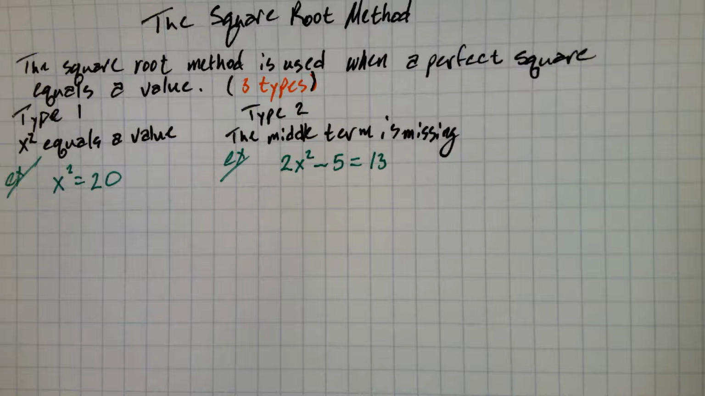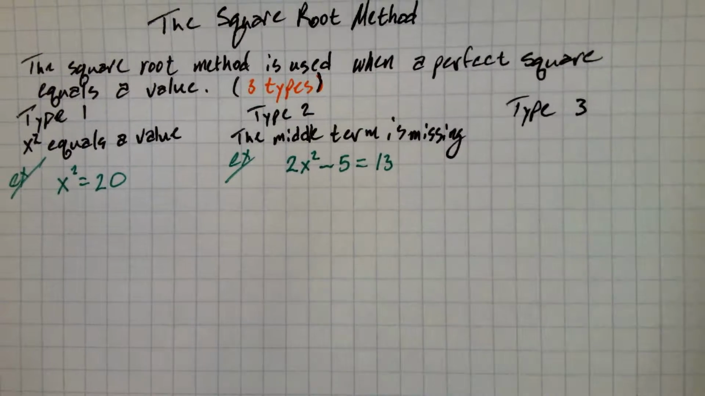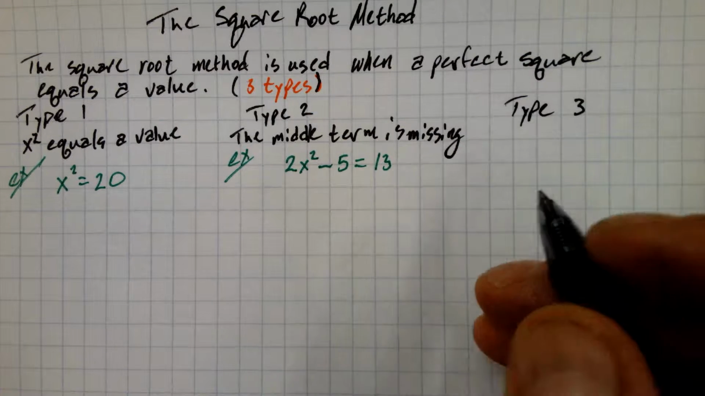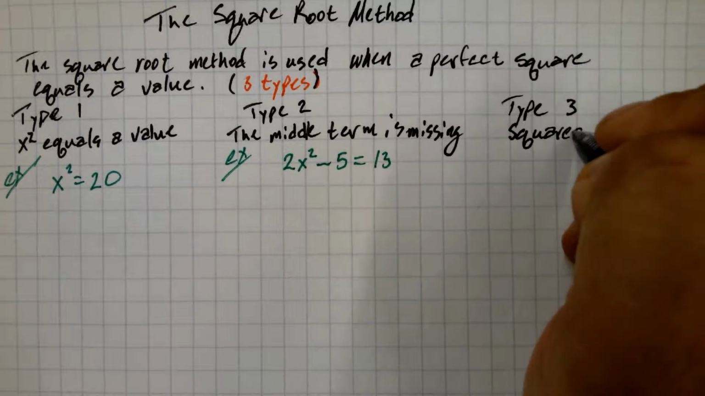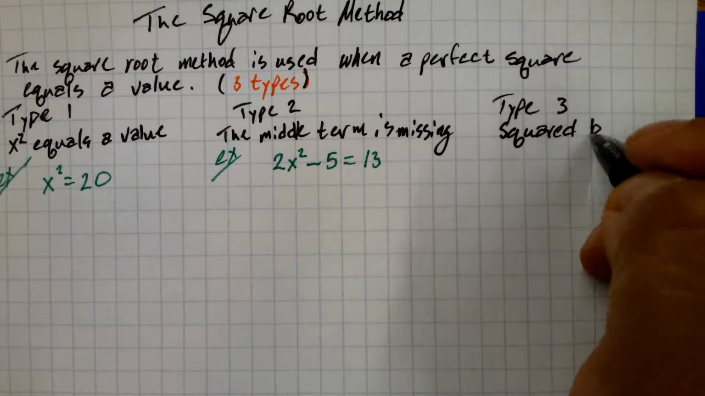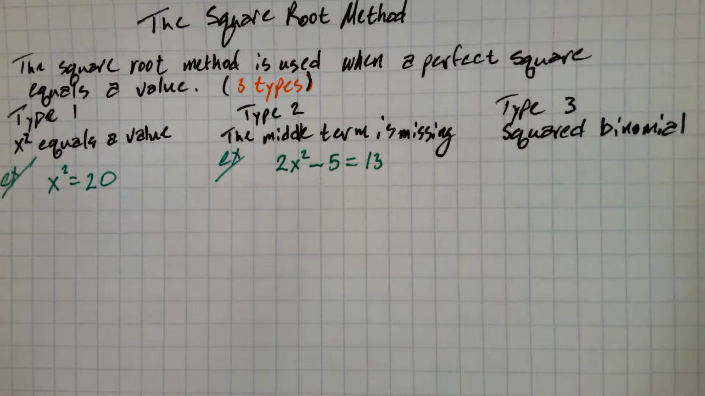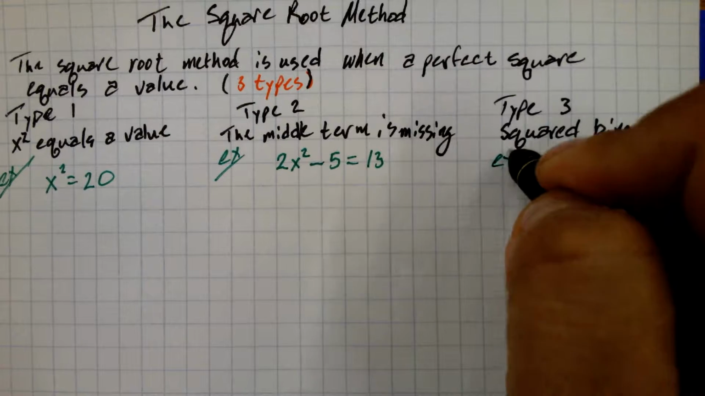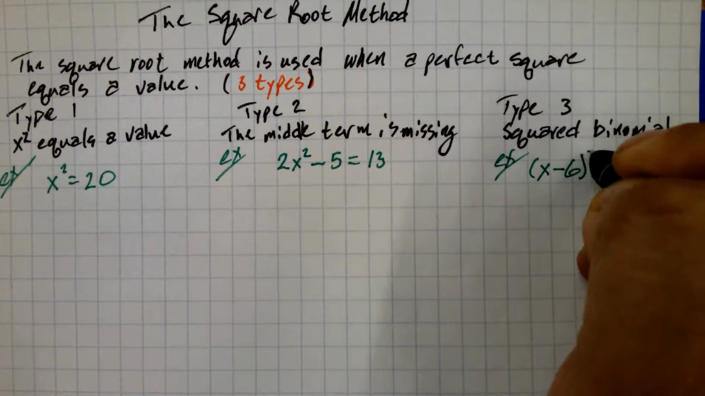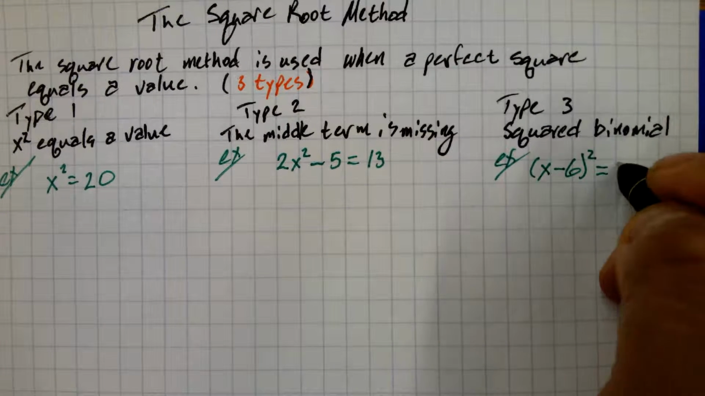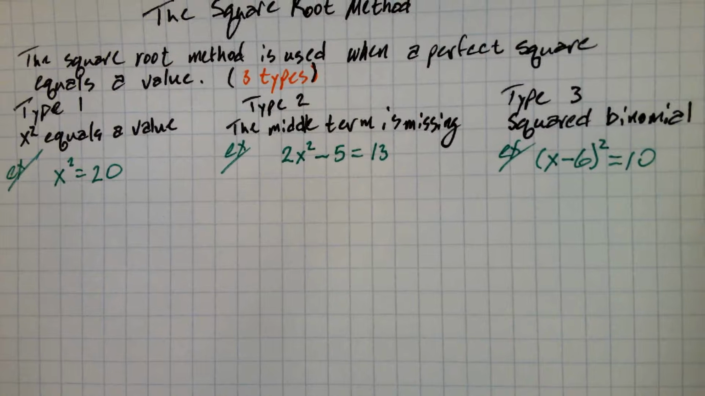And then the last type, type 3, is a squared binomial. So an example of that would be something like x minus 6. Here's my binomial. Squared equals 10. Okay, so go ahead and write these down.